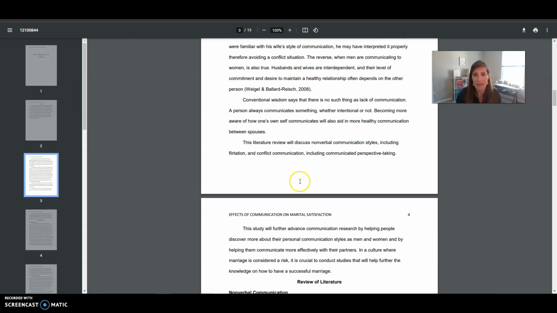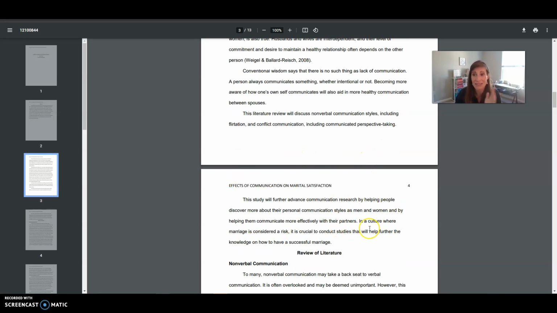So you can see Hannah says she will discuss nonverbal communication styles, including flirtation, and conflict communication, including communicated perspective taking. And those become the subheadings of the body of her paper. So if your introduction's last paragraph states this literature review will discuss A, B, and C, I would expect as I dive into the body of your paper to see A, B, and C very clearly. There is the path, and I'm going to follow it.